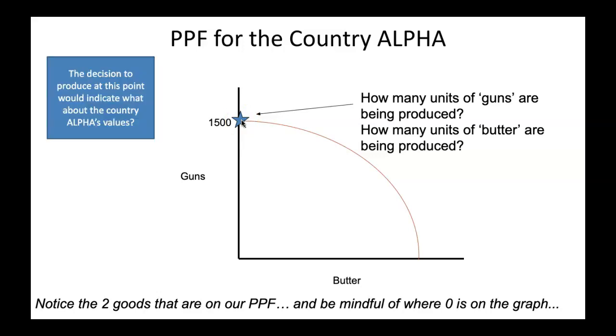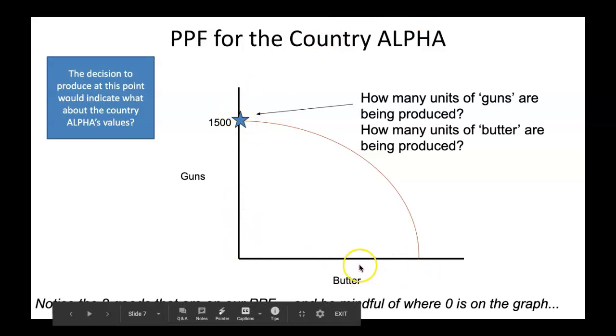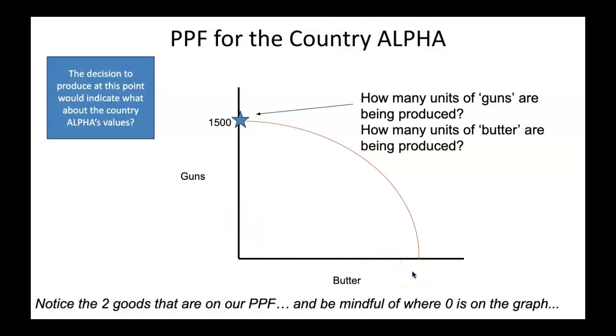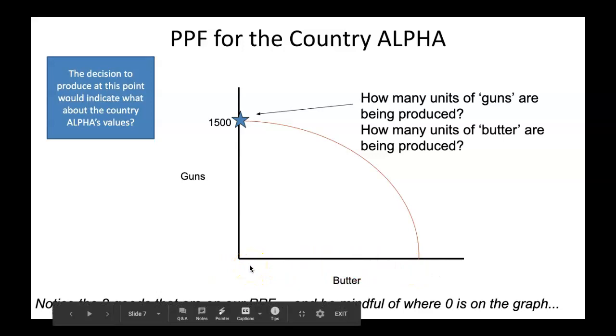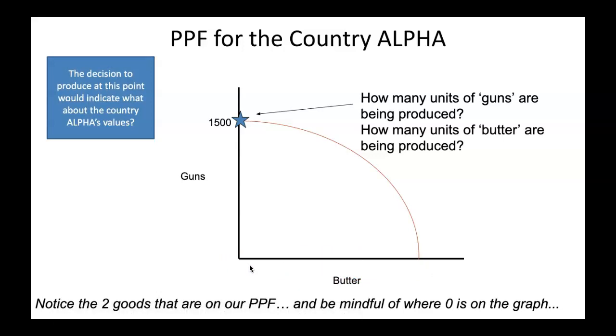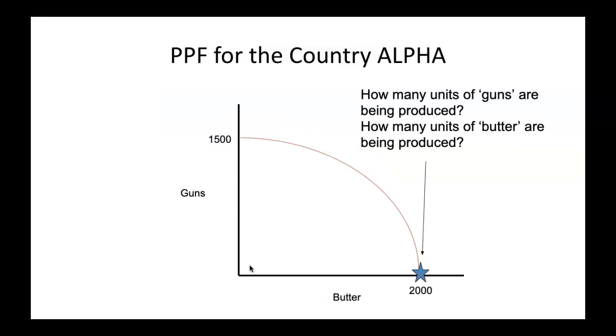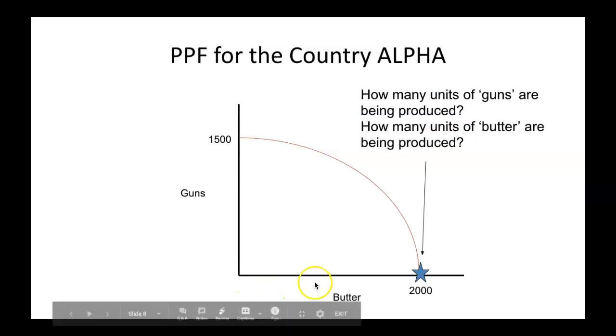Okay. And if a country, this is a fictional country, Alpha, if a country truly did set their production point here, meaning absolutely nothing that they're spending on infrastructure, absolutely nothing the country is spending on food, clothing, healthcare, etc., what would that tell us about the values of that country? Alternatively, how many units of guns are being produced here?